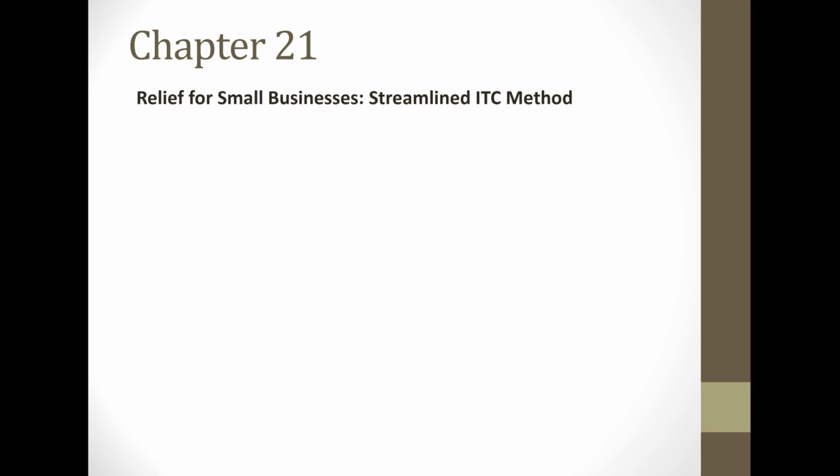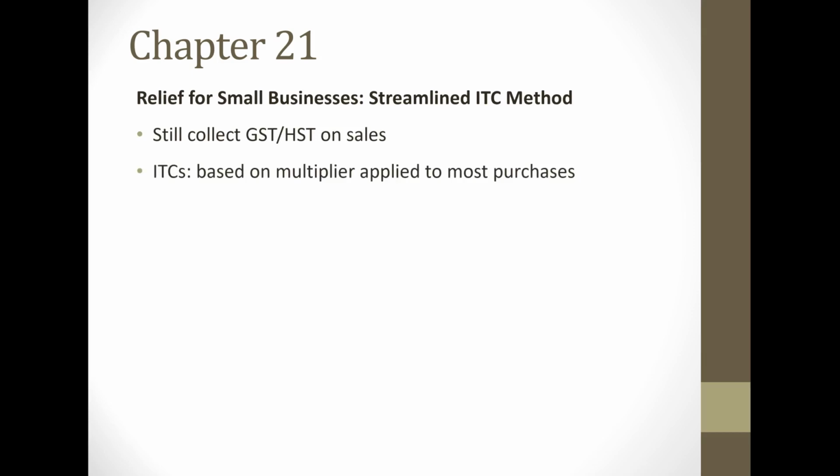So let's look at an example of this streamlined input tax credit method. They are still collecting GST/HST on their taxable sales. The input tax credit will be based on a multiplier for most of their purchases. Now the multiplier is the GST/HST rate in that province divided by 100 plus the GST/HST rate in that province as well.